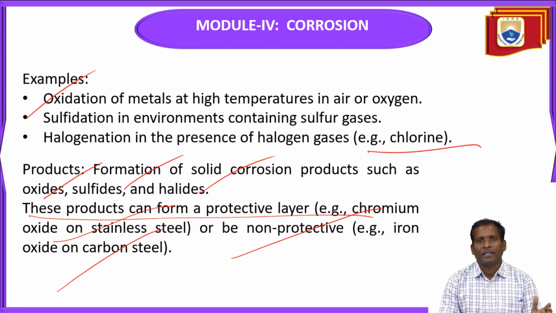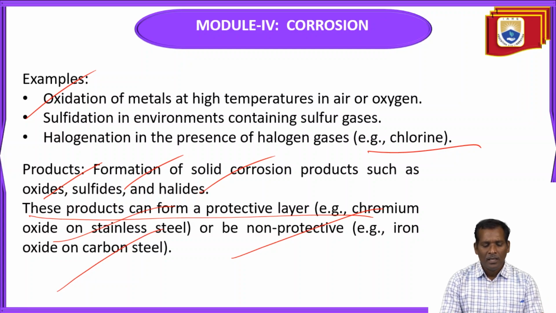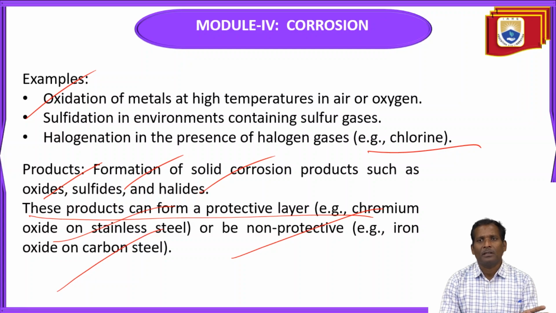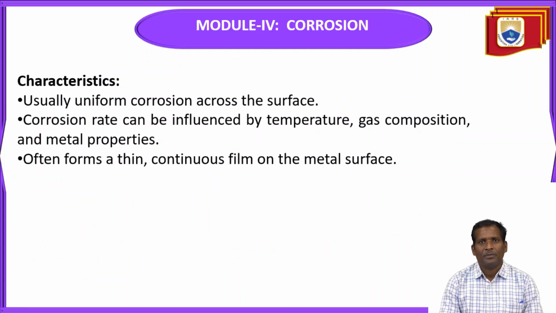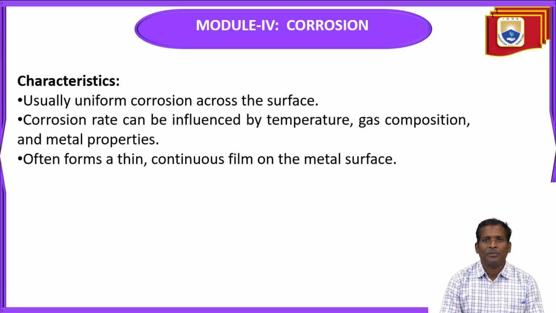So these are the products. Whenever there is oxidation of metals at high temperatures in air or oxygen, the products can form a protective layer, that is the chromium oxide layer on stainless steel, or be non-protective, iron oxide on carbon steel. Characteristics: usually uniform corrosion occurs across the surface. Corrosion rate can be influenced by temperature, gas composition, and metal properties. It often forms a thin continuous film on the metal surface. These are the characteristics.